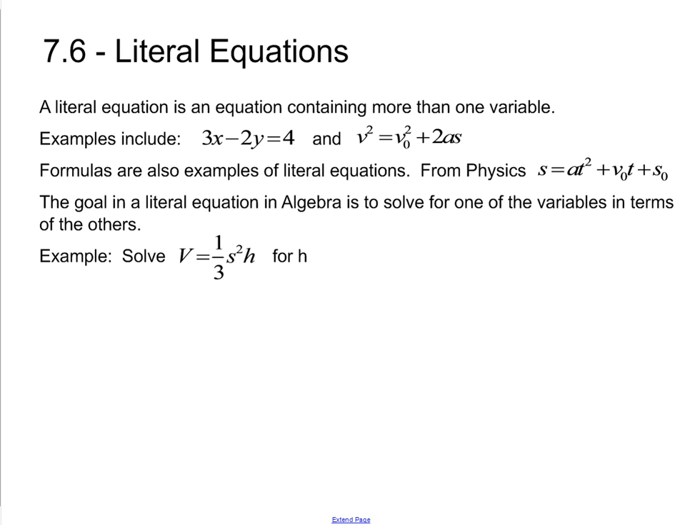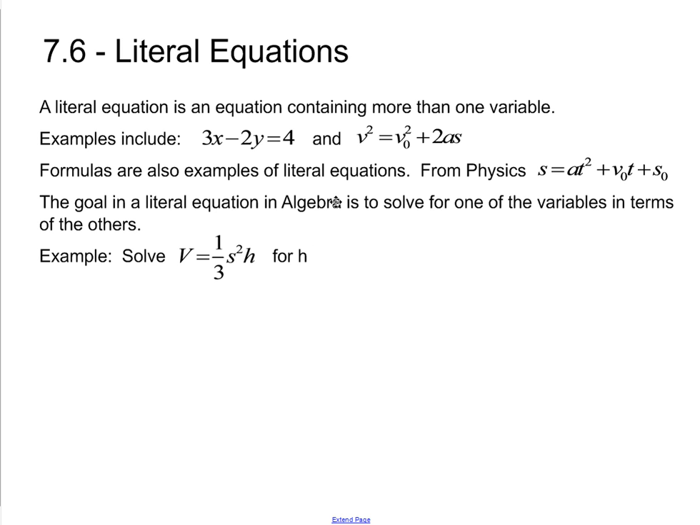So from physics, for example, you might remember there's a formula for our equation using the free fall motion, right? So the goal in algebra, in the literal equation, is to solve for one of the variables in terms of all of the others. So what would we do?